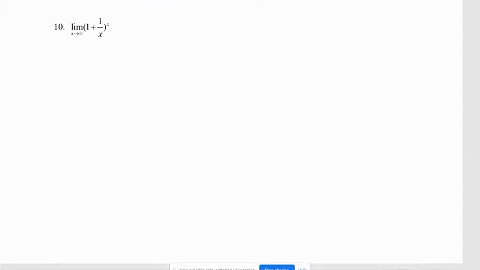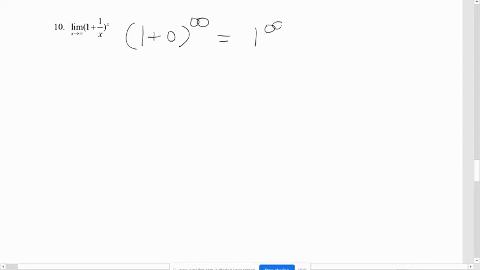Okay, so this one, if I plug in infinity, I'm going to get 1 plus 1 over infinity, which is 0. And then, so this would be 1 plus 0 to the infinity, which is really just 1 to the infinity.